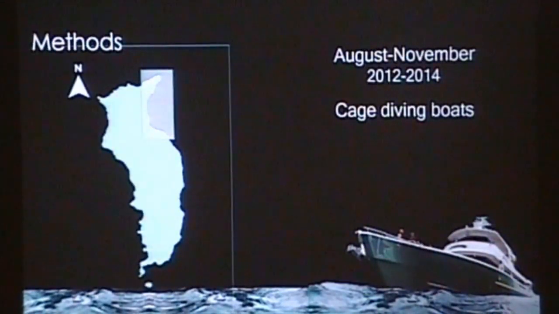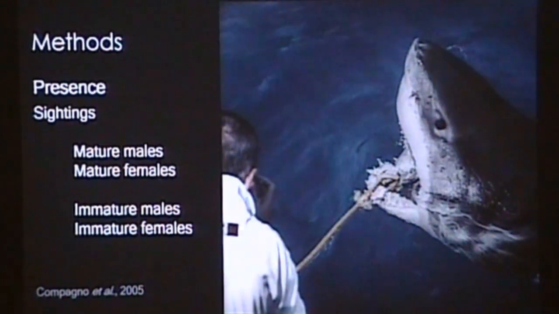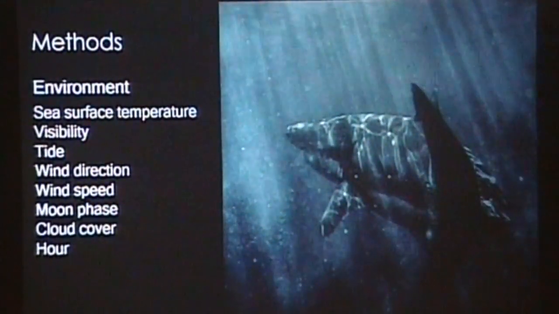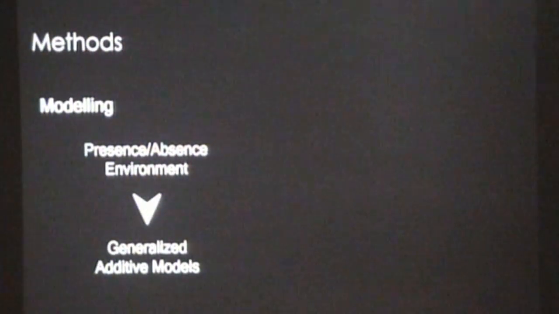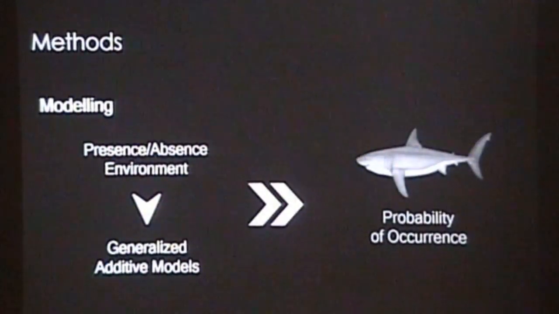To achieve this objective, we took data from August to November of the years 2012, 2013, and 2014 on board the cage diving boats that visit Guadalupe during that period, especially in the northeastern part of the island known as Rada Norte Bay, where there is a higher presence of white sharks in comparison with other parts of the island. The data of presence, according to the sightings of white sharks, was classified by sexual maturity, while all the environmental factors listed here were obtained during each sighting. With this ecological data, we were able to use generalized additive models to determine the probability of occurrence of the white sharks for each group.